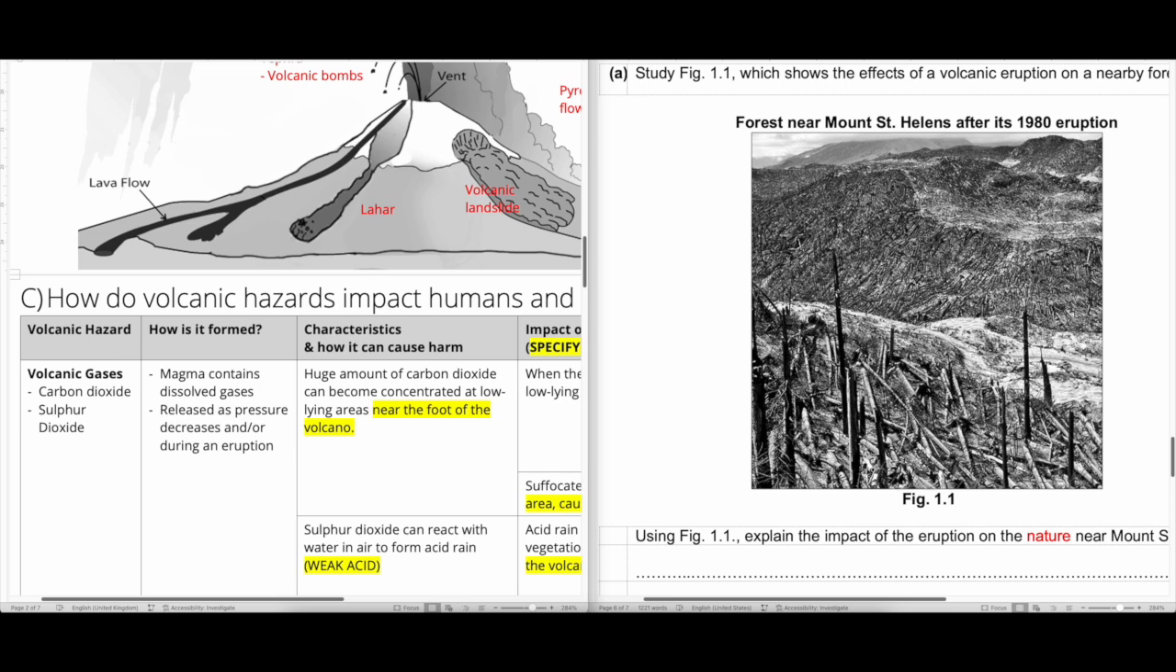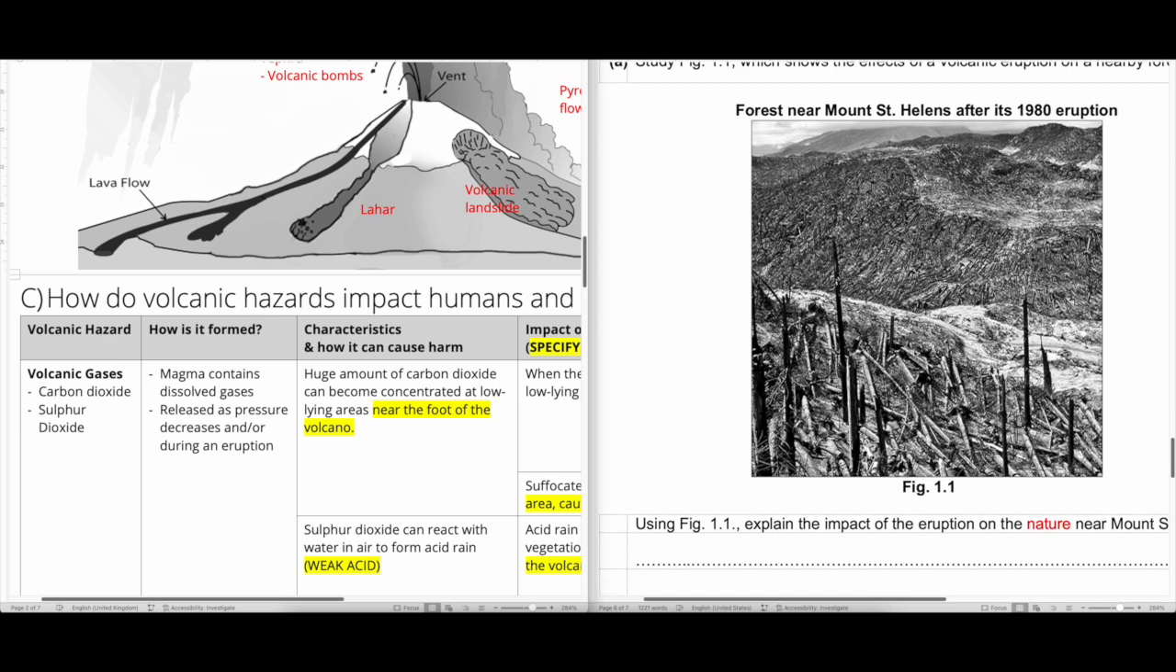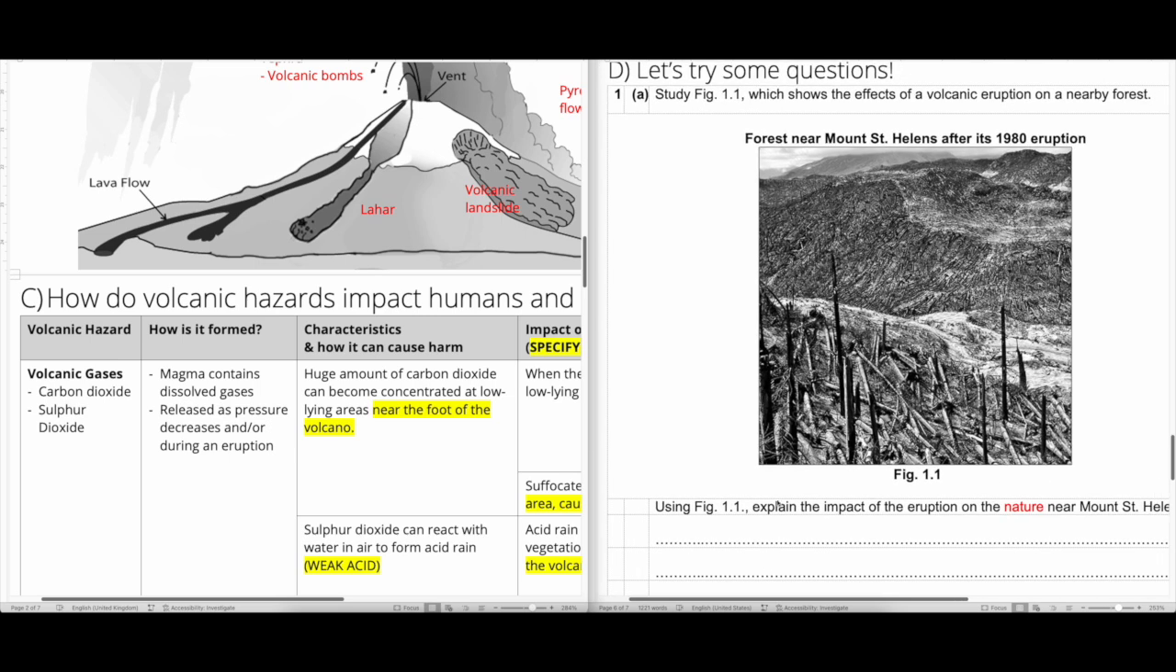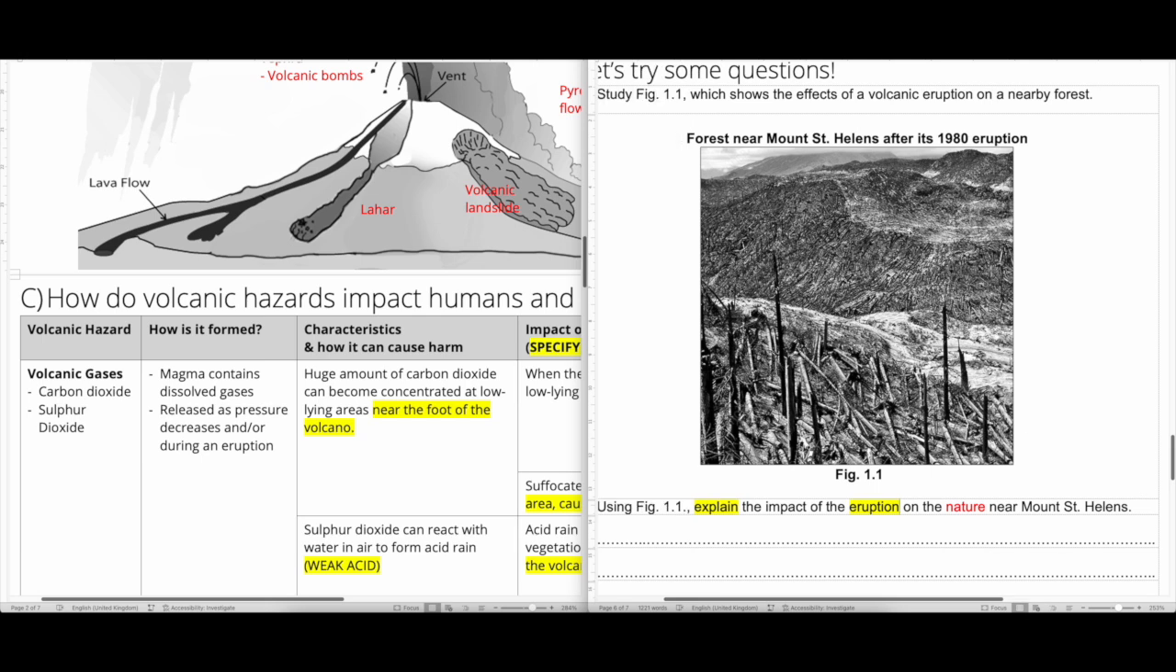Have you tried this question already? All right, let's give it a try. Now you're supposed to explain the impact of the eruption on nature. I told you to change the question from ecosystems to nature near Mount St. Helens. So you have this picture of a forest near Mount St. Helens. Look at what happened to it. You see a lot of the trees have collapsed, and the branches seem to be gone. You don't see a thick layer of ashes, do you? Or you see some ashes? You don't see any debris burying the forest, right?